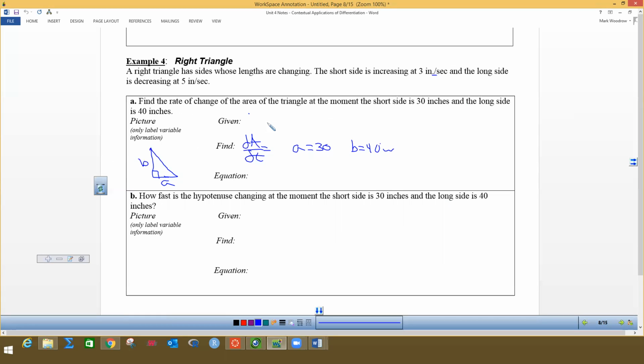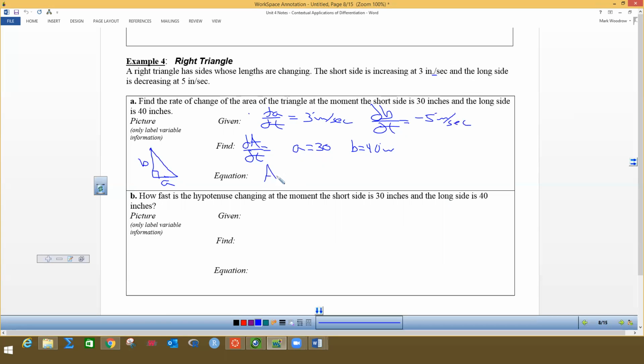Okay, so we kind of got a little problem. Oh, I didn't read this up here. It says a right triangle has a short side increasing. So I said I'm going to let A be the short side. So dA/dt is increasing at 3 inches per second. And dB/dt, the long side is decreasing, so that's a negative 5 inches per second.